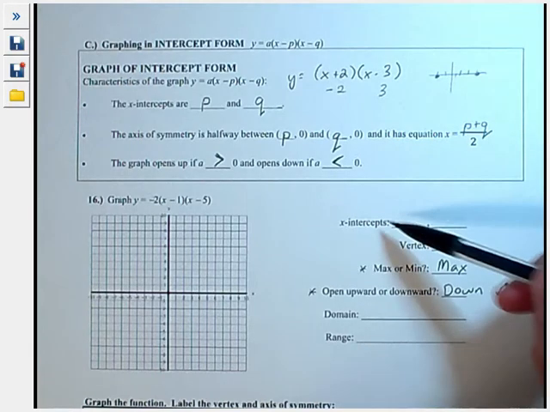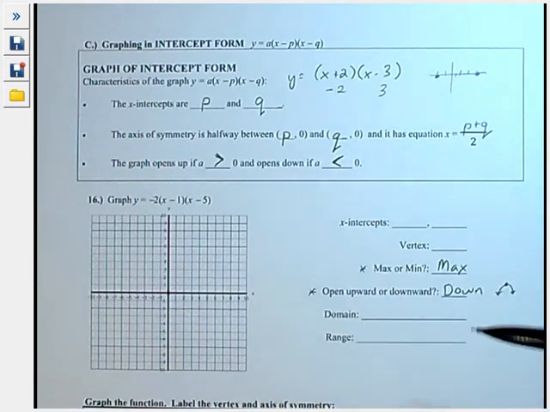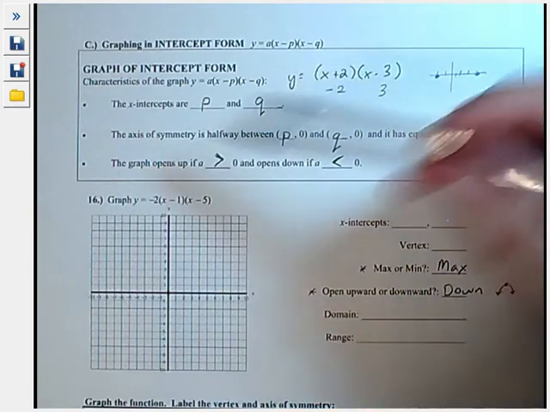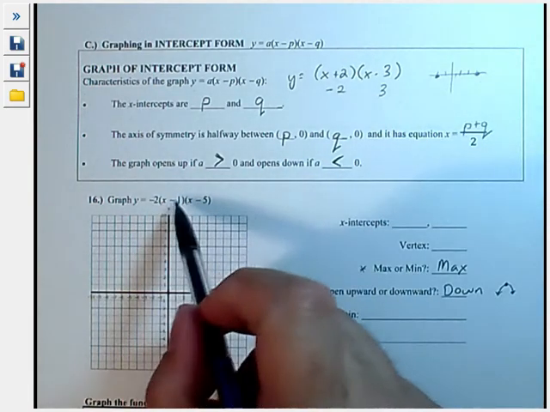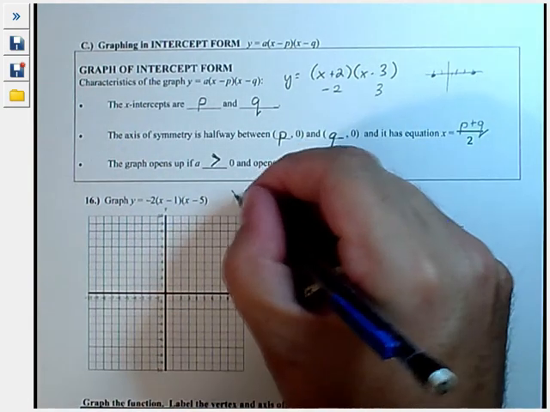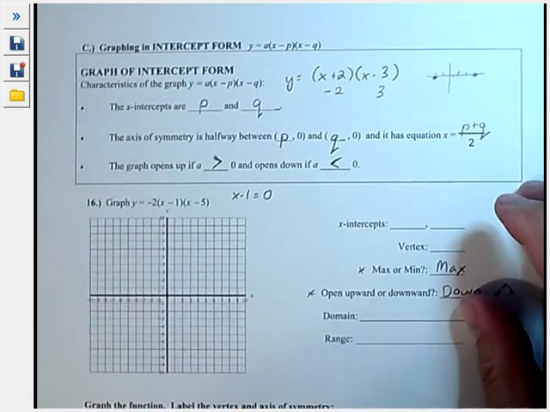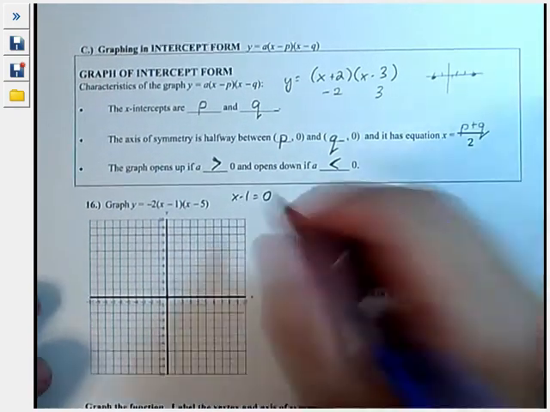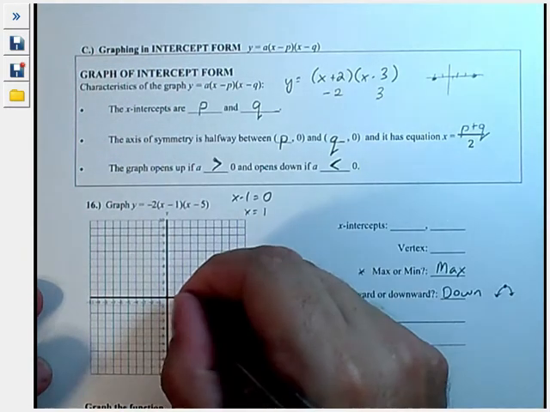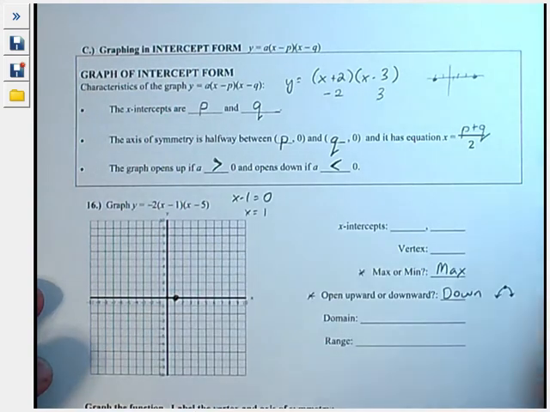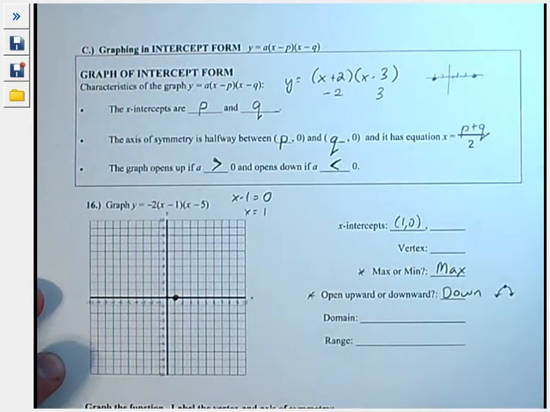Now we can find what the intercepts are, we can find what the vertex is, and then we can plot it. The way we find this intercept here is we take this value, x minus 1, and we set it equal to 0. So something minus 1 equals 0. Well, that something is going to be 1. That means that there is an intercept right there at (1, 0).